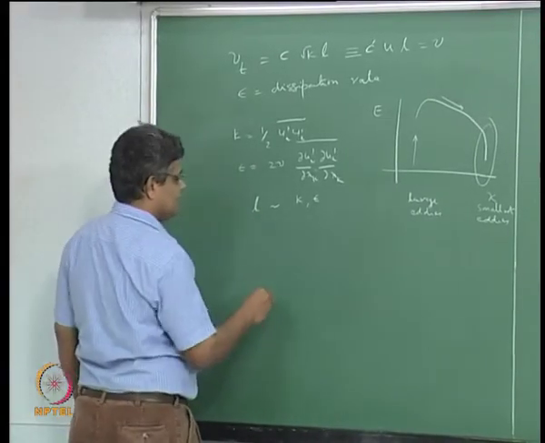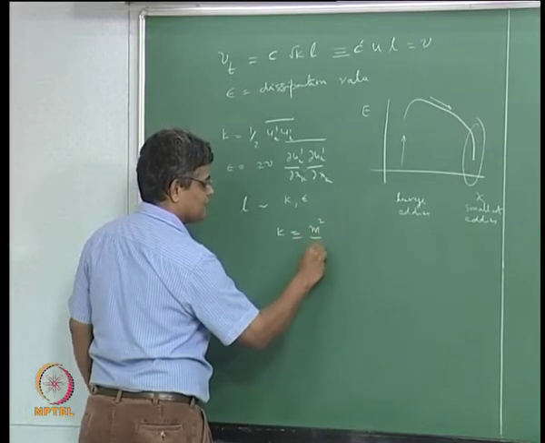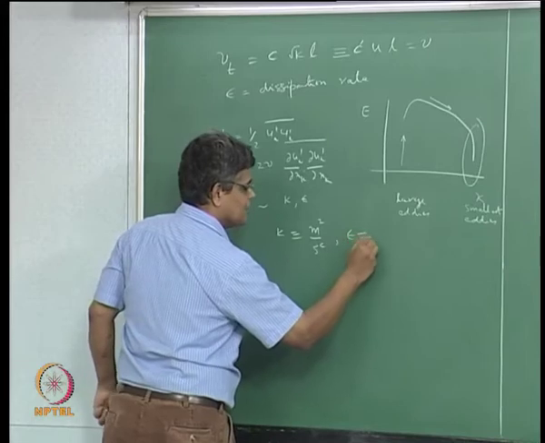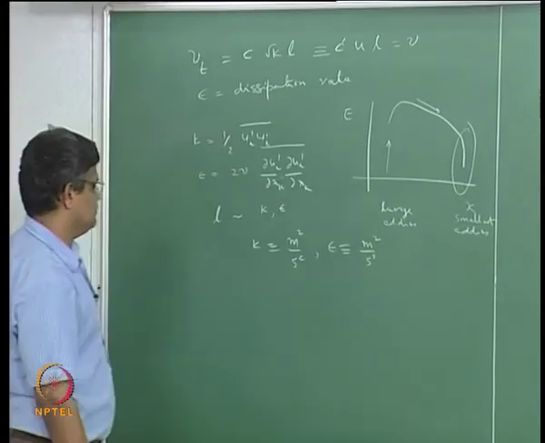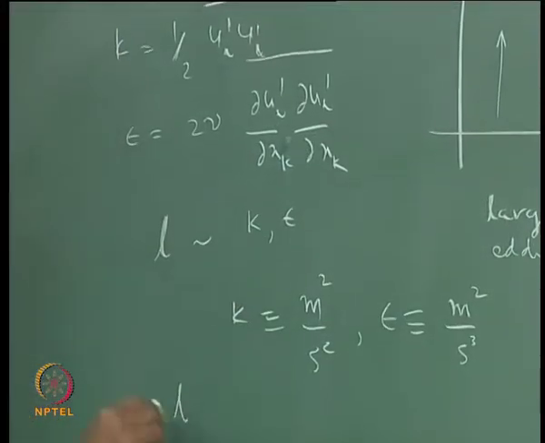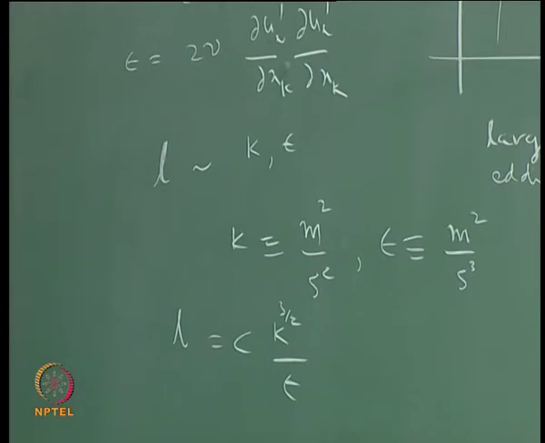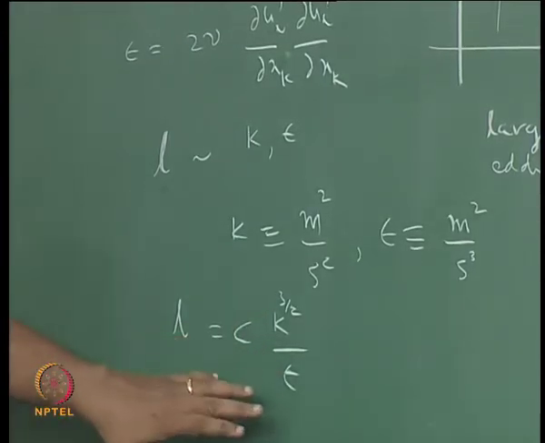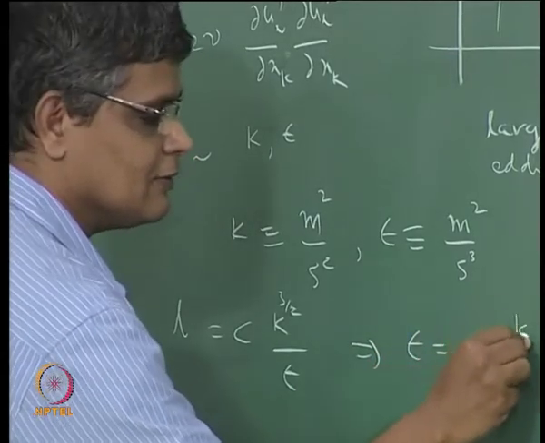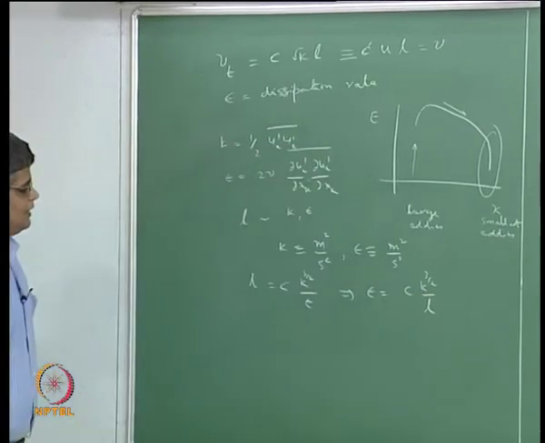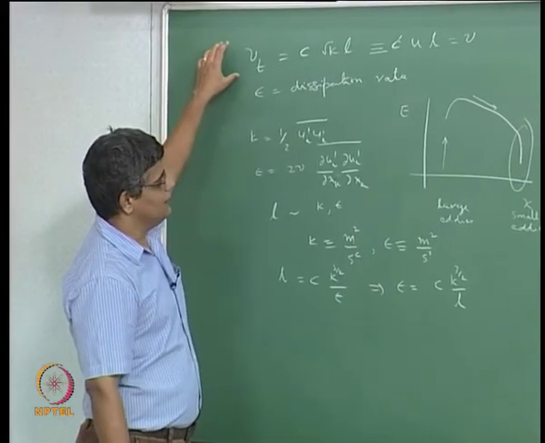So if one were to do like this based on dimensional arguments, because k has dimensions of meter square per second square, and epsilon has dimensions of meter square per second cube, one can say that the length here is some constant times k to the power 3 by 2 by epsilon. So this is what we can use in order to get an expression for epsilon. We can write this as epsilon equal to some constant times, and this is the expression that we use for the turbulent kinetic energy equation in the one equation model.